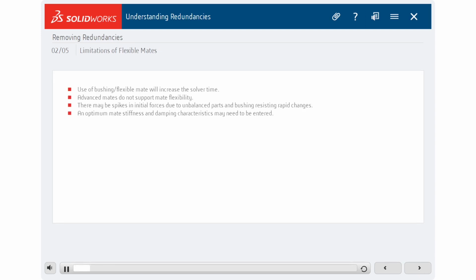Although using flexible mates is one of the options that can be used to remove redundancies, it does have some limitations. In some models, using bushings will increase the solver time because of induced dynamic effects. Advanced mates do not support mate flexibility. If the mechanism starts in a dynamic condition, there may be a spike in initial forces as the model reaches initial equilibrium. The spike is generated by initial conditions of the parts not balancing and the bushings resisting rapid changes in force and acceleration. Optimum mate stiffness and damping characteristics may need to be entered. This may require an iterative approach.